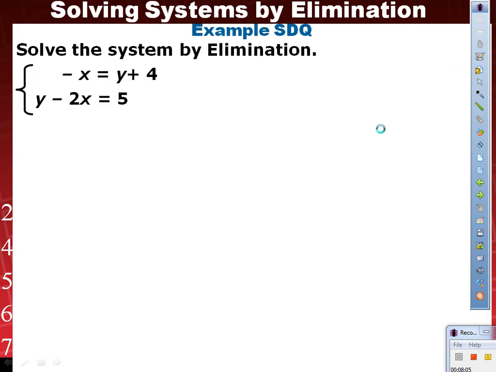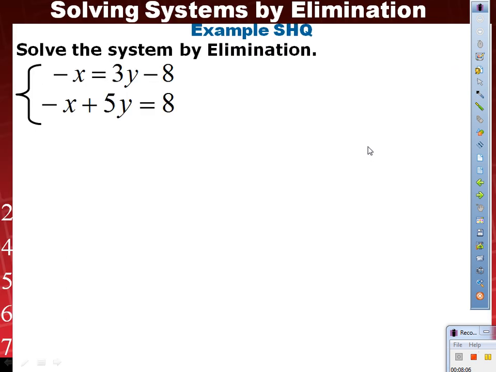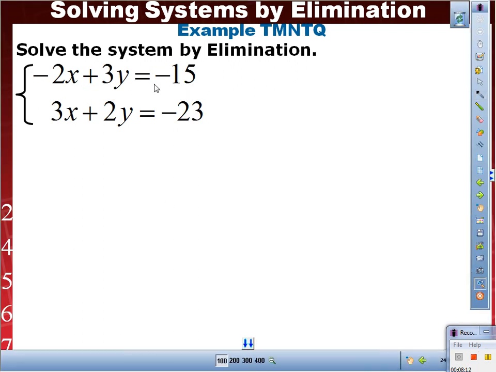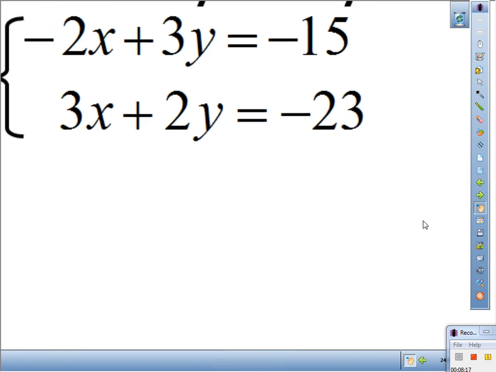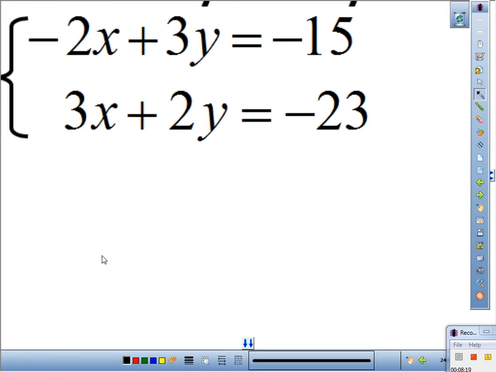But what if we end up with something like this one? Put your utensils down, look up, please. Example, Teenage Mutant Ninja Turtle Q. Look at it. Could I eliminate the x? Could I eliminate the y? They are aligned, the constants are by themselves, but now we have a dilemma because we can't eliminate. Check this out. But what if we treated these as denominators?